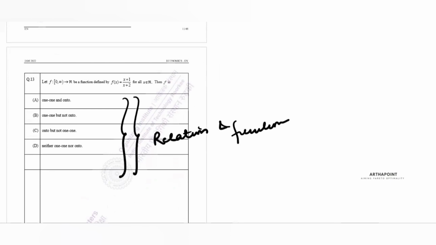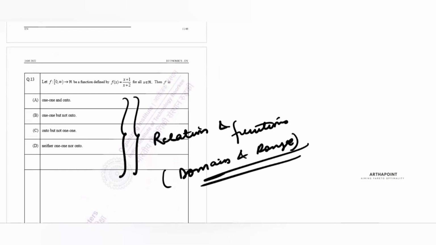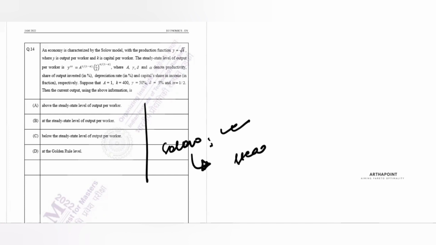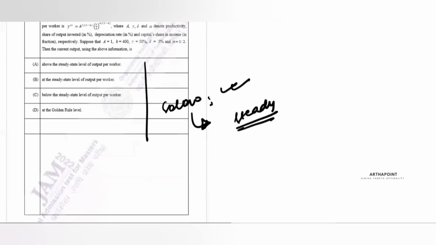We then had a question from one-one and onto functions. Of course, we had to get one question from relations and functions. In fact, I was expecting a question on range and domain also. Pretty much expected questions in all entrance exams. Then we had a question on the Solow model, which was asked last year also, and it is usually asked in almost all entrance exams. So a pretty much expected question on steady state and golden rule level.